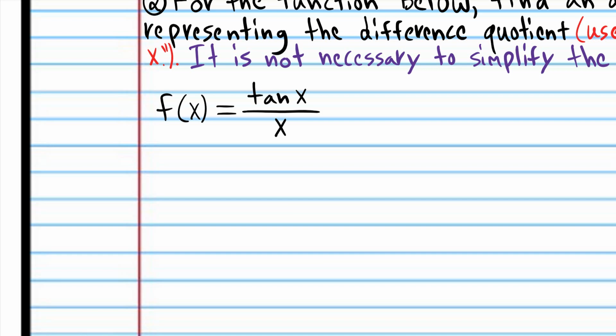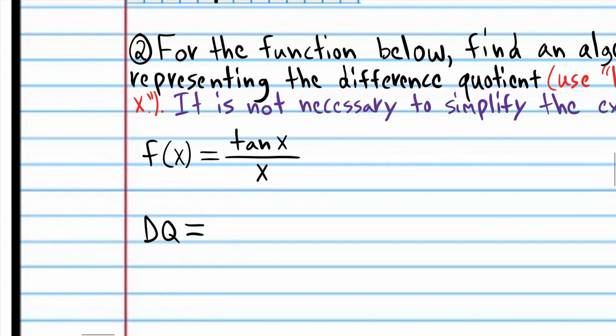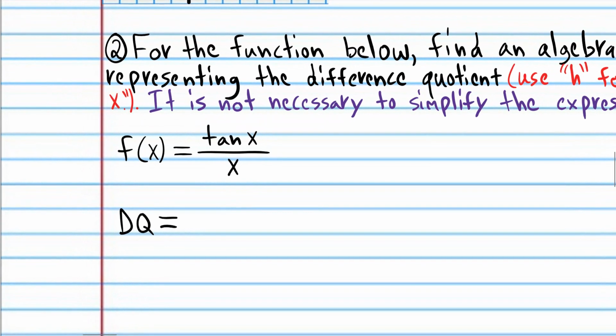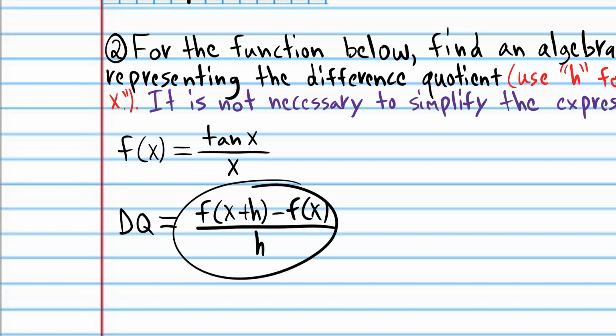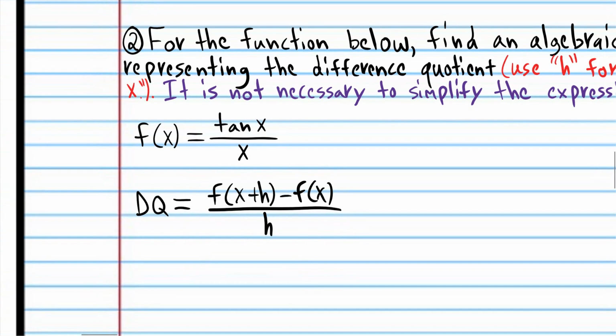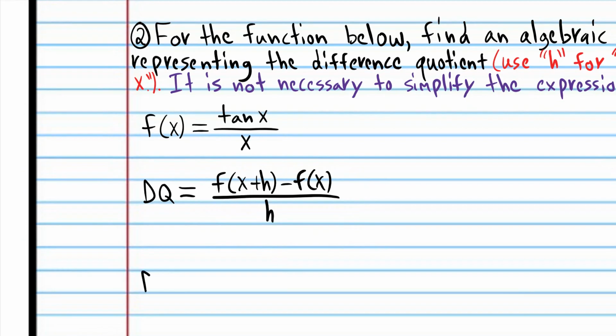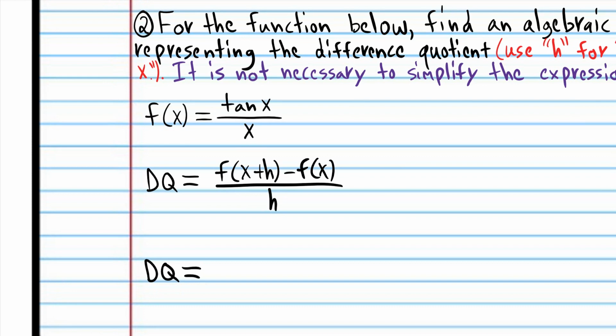Alright, we're back. So we're going to find the difference quotient. I'm going to label that as DQ. You don't have to write DQ, but it's probably good to label what you're finding. The difference quotient is f of x plus h minus f of x over h. You need to have this formula memorized. You're not allowed to look at your notes. You need to have this memorized. No notes on the test. No internet, no nothing. You need to do this from memory.